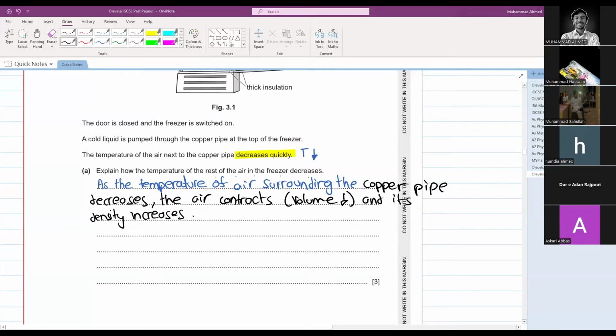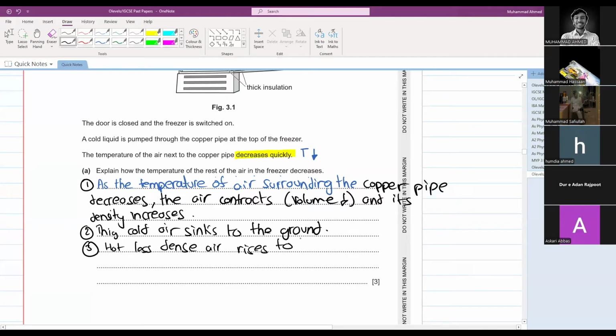How will you get the second and third mark? For the second mark, you will say this cold air sinks to the ground, and hot, less dense air rises to the top.